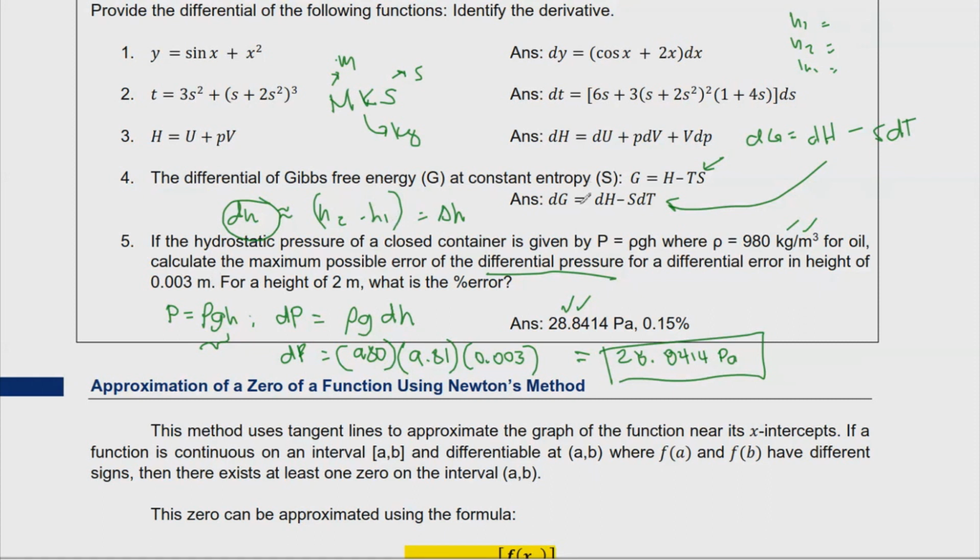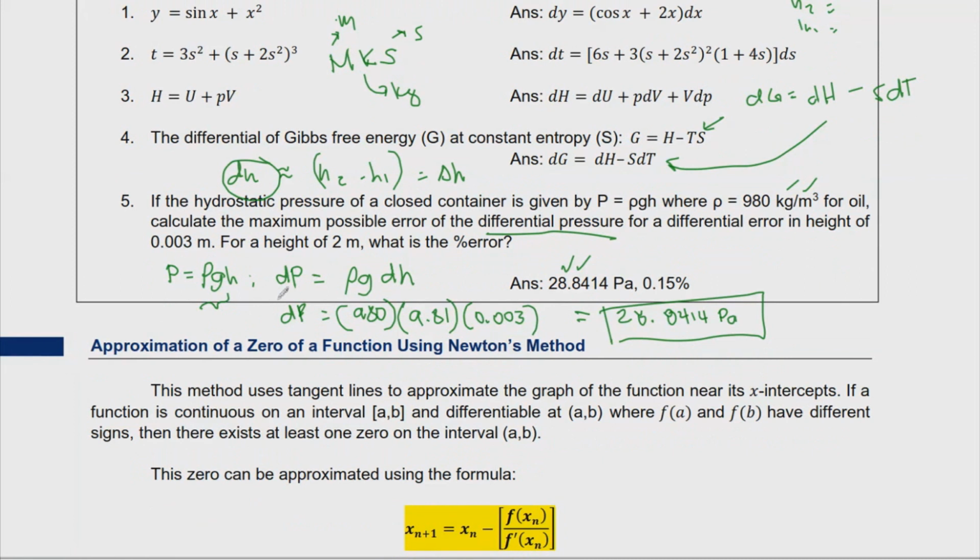Then again, if you're given h1 and a lot of other values, and you're asked to find the differential in height, then you pick the least. But of course, if the problem states that this specific change is this value, then you'll select that. And you'll understand more of those when you encounter such problems. But we're not done yet.